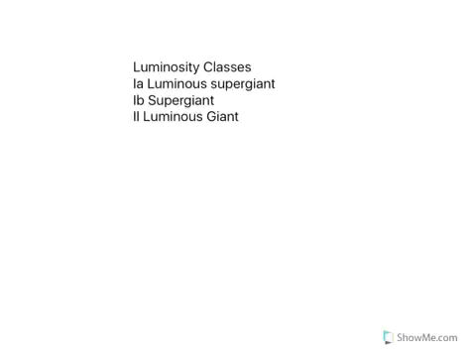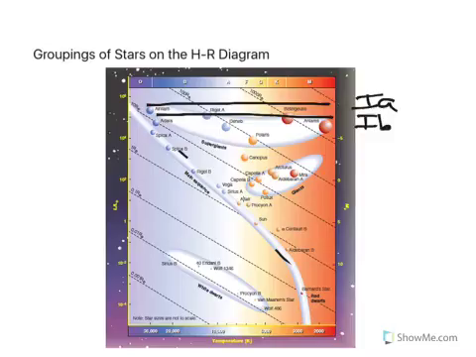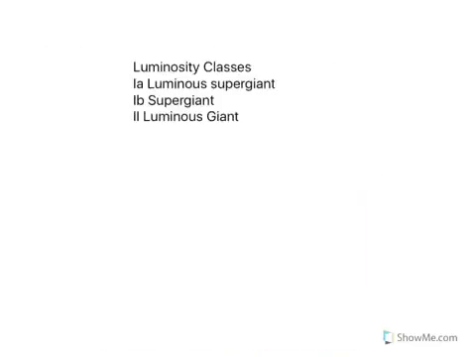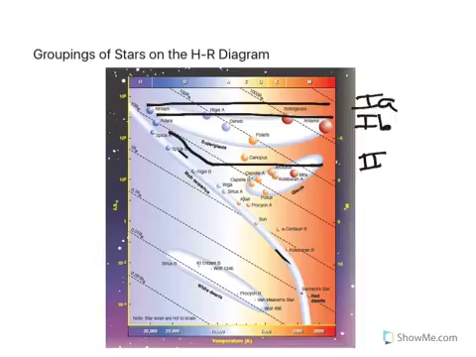Luminosity class Roman numeral 2 is a luminous giant. Luminous giants will be the brightest of the giant class, and so a luminous giant would be given the Roman numeral 2 class. Luminosity class Roman numeral 3 is a giant star. It is not as luminous as your Roman numeral 2.